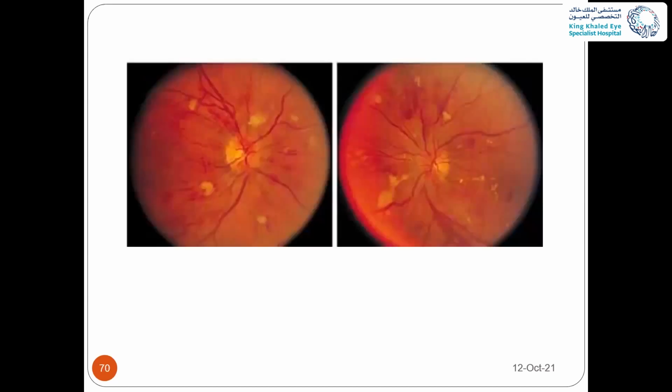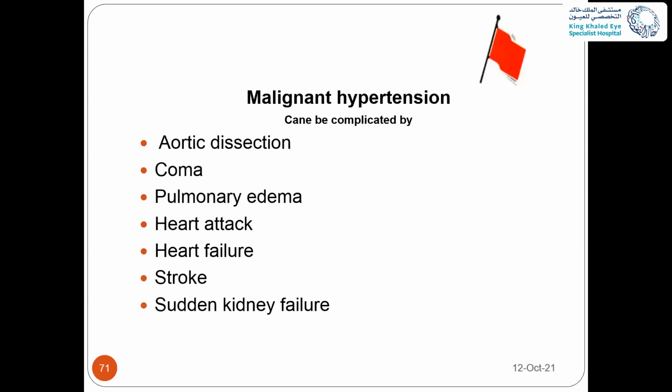And usually it has disc edema, and you might have soft cotton wool spots and splinter hemorrhages scattered in the fundi. Malignant hypertension can be complicated by aortic dissection, coma, pulmonary edema, heart attack, heart failure, stroke, sudden kidney failure. So by your immediate phone question and thinking of papilledema before you go to see the patient, they might start treating the patient to avoid sudden death, and this is considered life-saving.